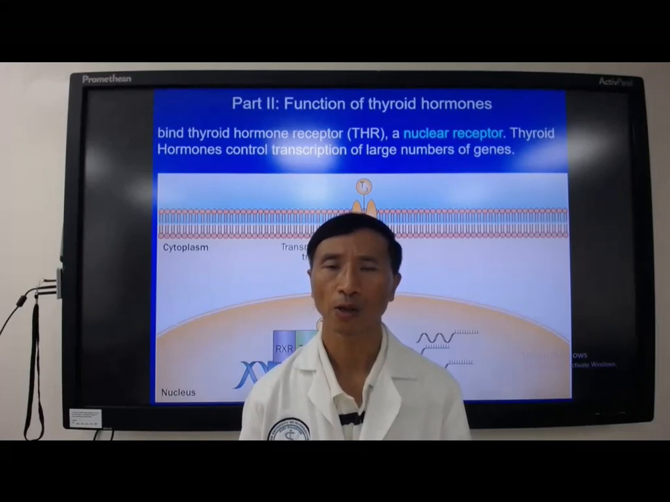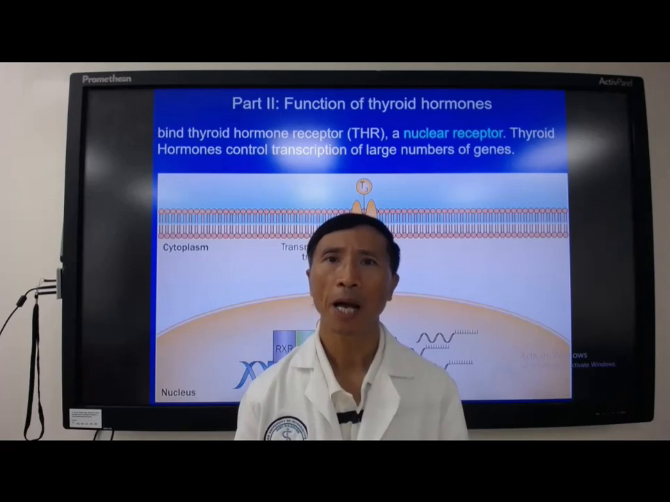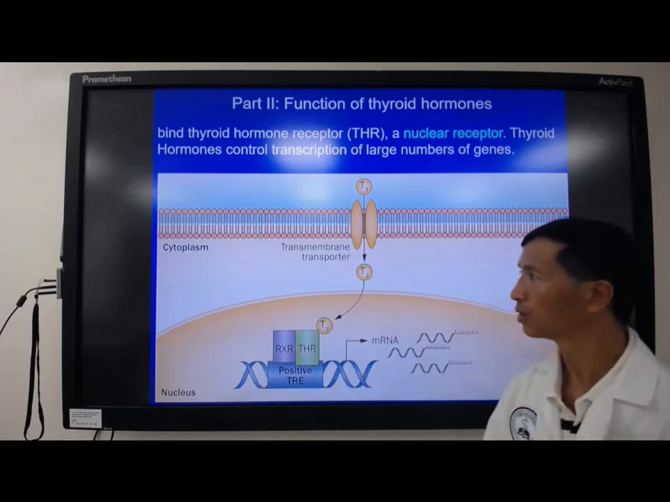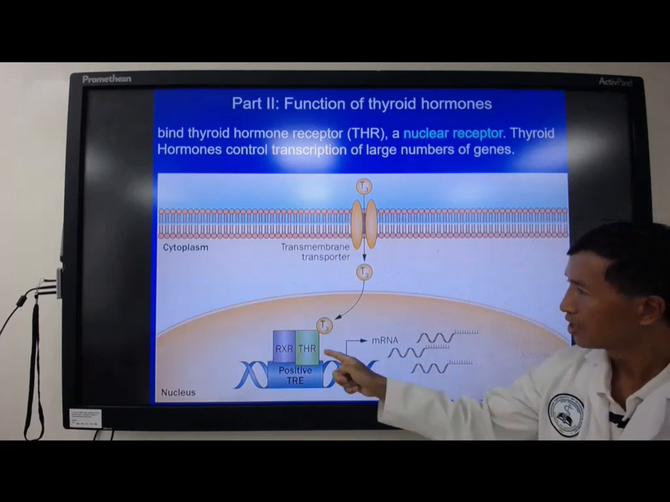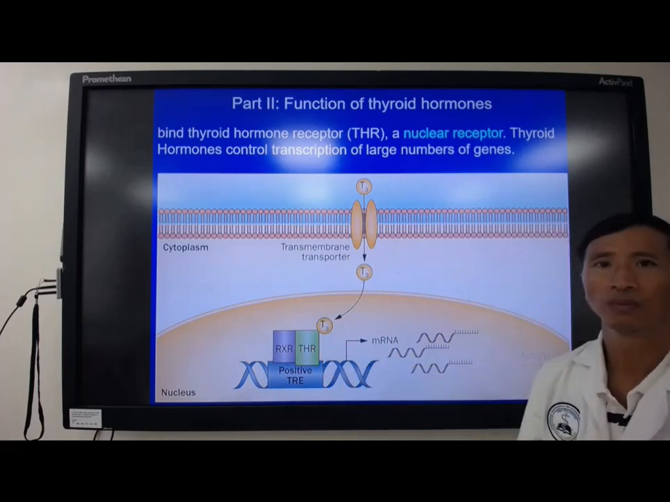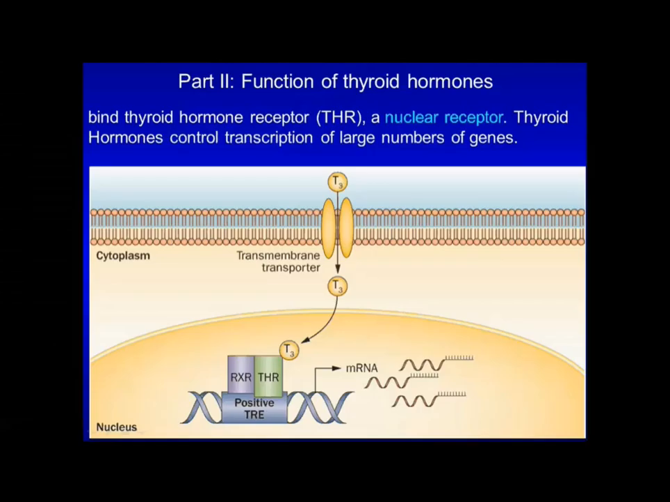Now, let's move to part 2. We will look at the function of thyroid hormones. Thyroid hormones bind the thyroid hormone receptor, a nuclear receptor. Here, this is a cell, this is the nucleus, and this is the receptor for thyroid hormone. Thyroid hormone receptor is retained in the nucleus and forms a heterodimer with RXR. Upon ligand binding, the receptor complex either increases or decreases transcription of a large number of genes.